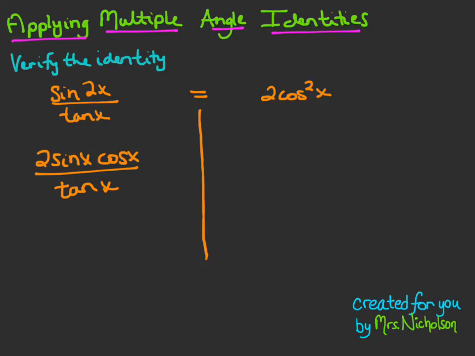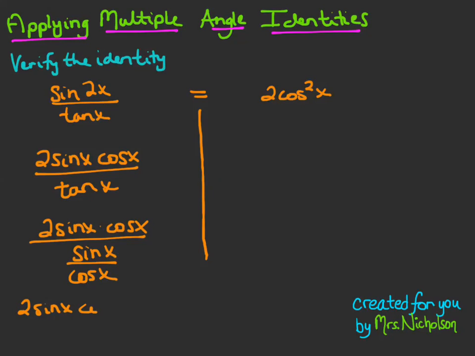And then that's still divided by tangent x. Now I'm going to change tangent x to sine over cosine. So 2 sine x cosine x divided by sine x over cosine x. And now I'm dividing with fractions, so I'm going to change this to multiply by the reciprocal: 2 sine x cosine x over 1, if you want to have that as a fraction, times the reciprocal of sine over cosine, which would be cosine x over sine x.